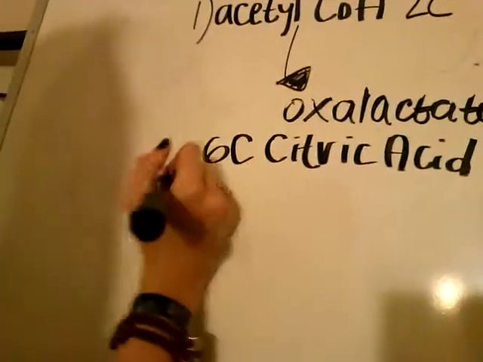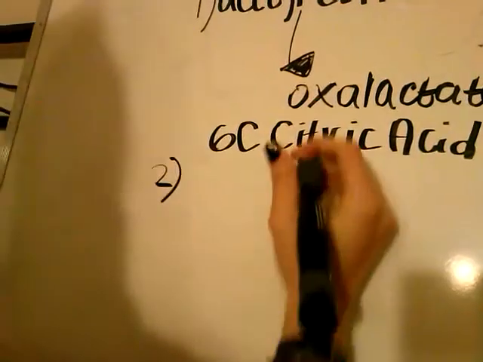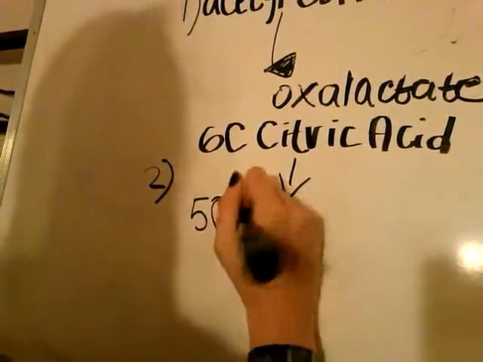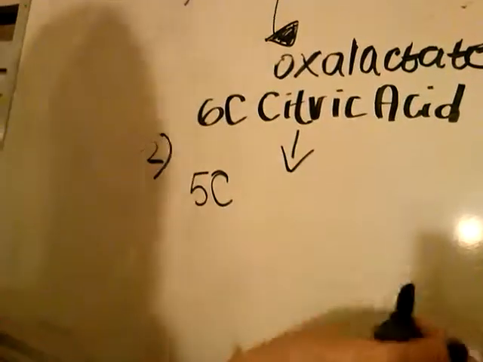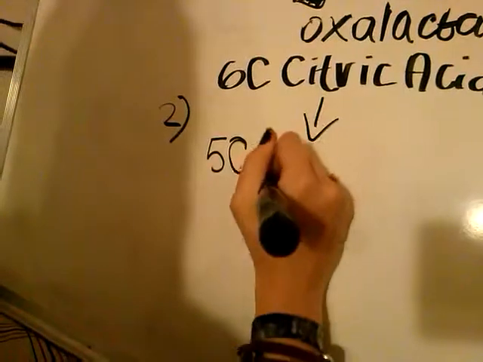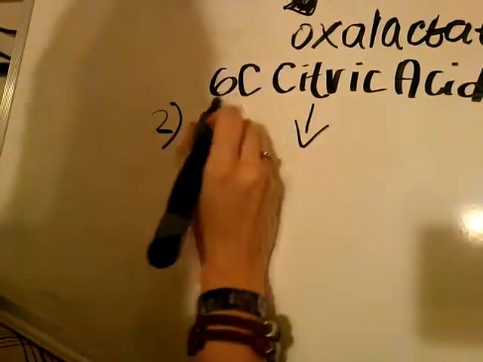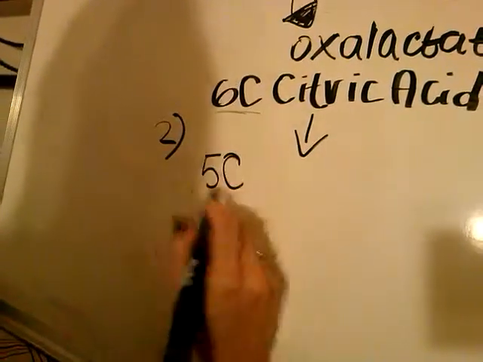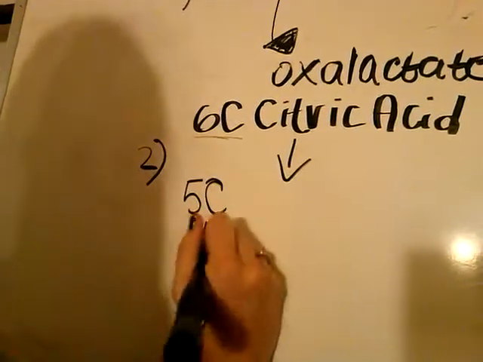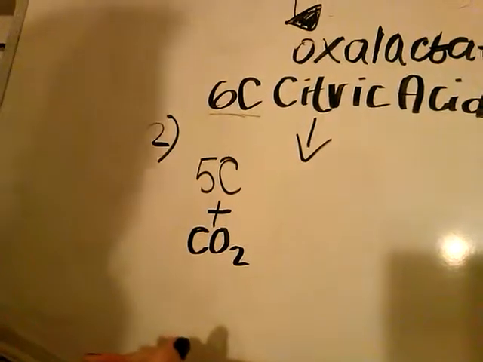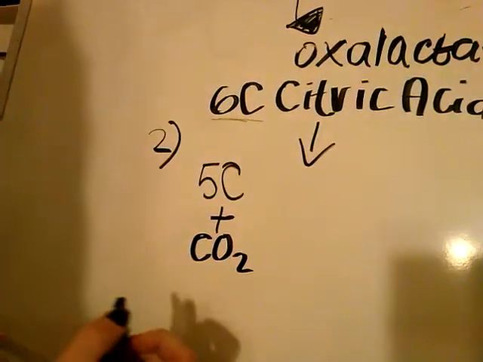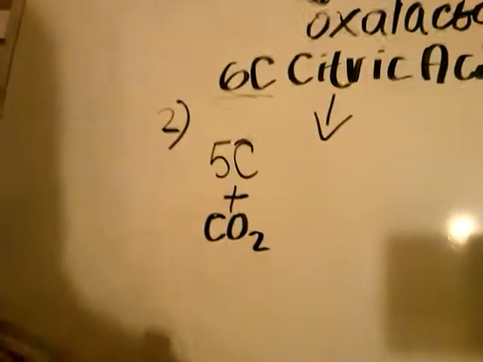Citric acid is broken down into a 5-carbon compound, which we don't have to know the name of, thank God. And in this process, the carbon that is clipped off right here forms CO2. The big word for this would be decarboxylation. We exhale the CO2.